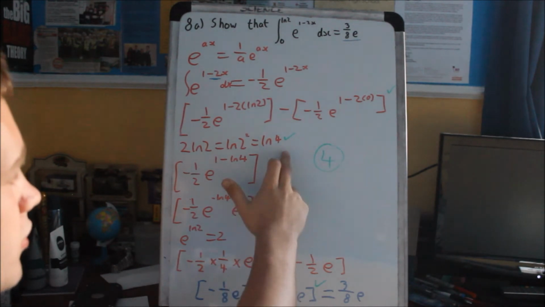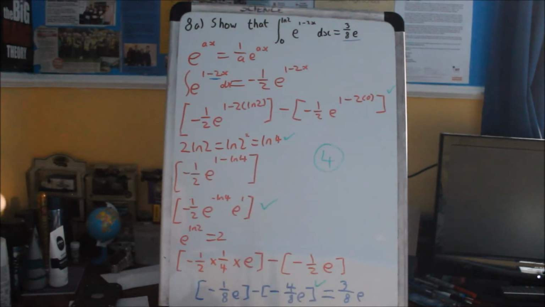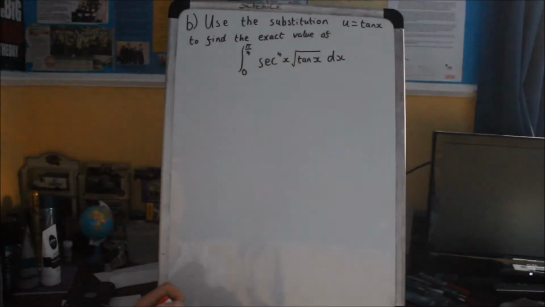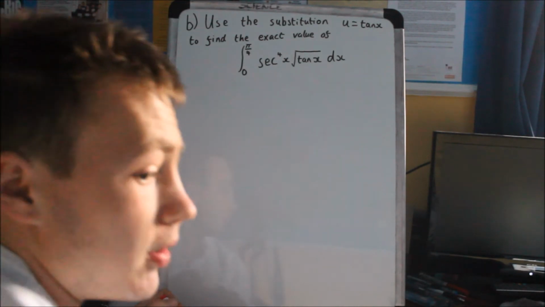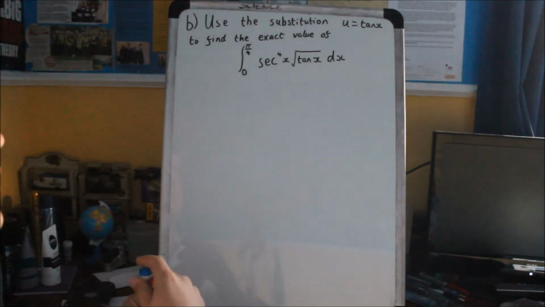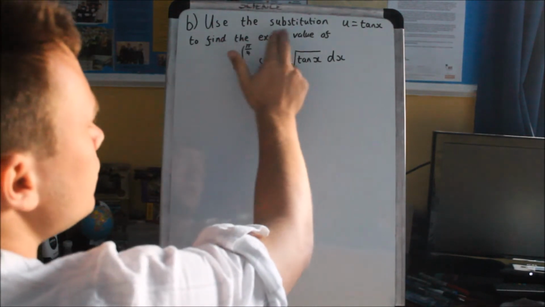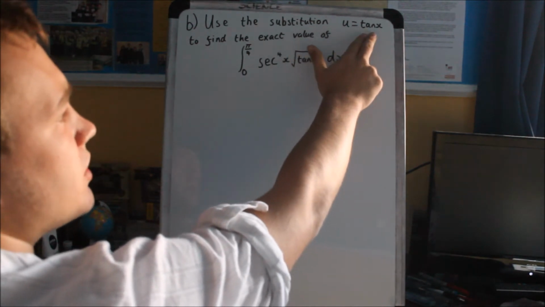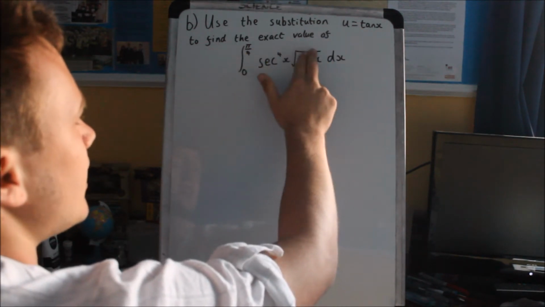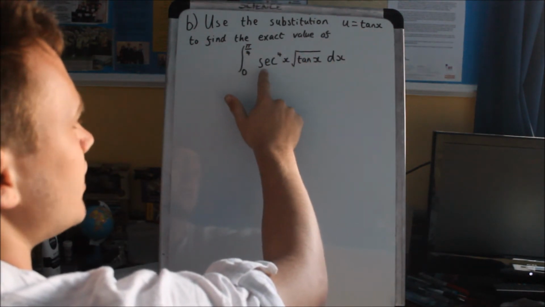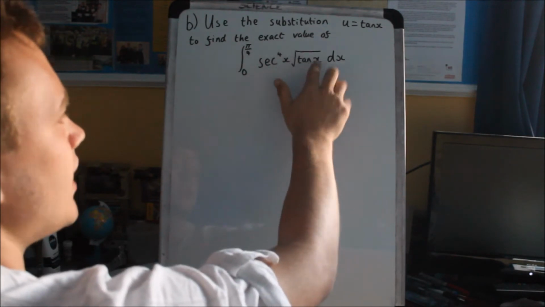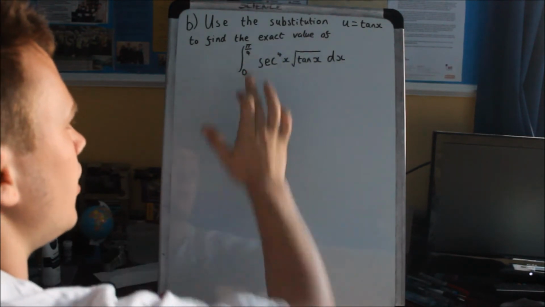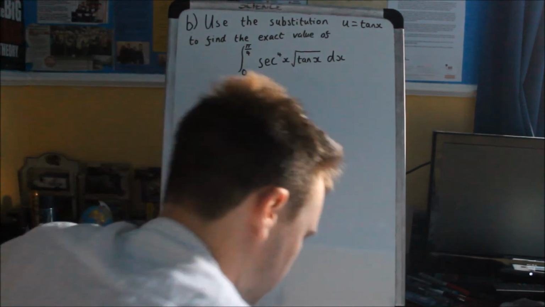So this required you to know a few rules, but let's go on to part B, because that's where most marks were lost. So part B, the grand finale of this paper. Use the substitution u equals tan x to find the exact value of the integral of sec to the 4x root tan x dx between pi over 4 and 0.